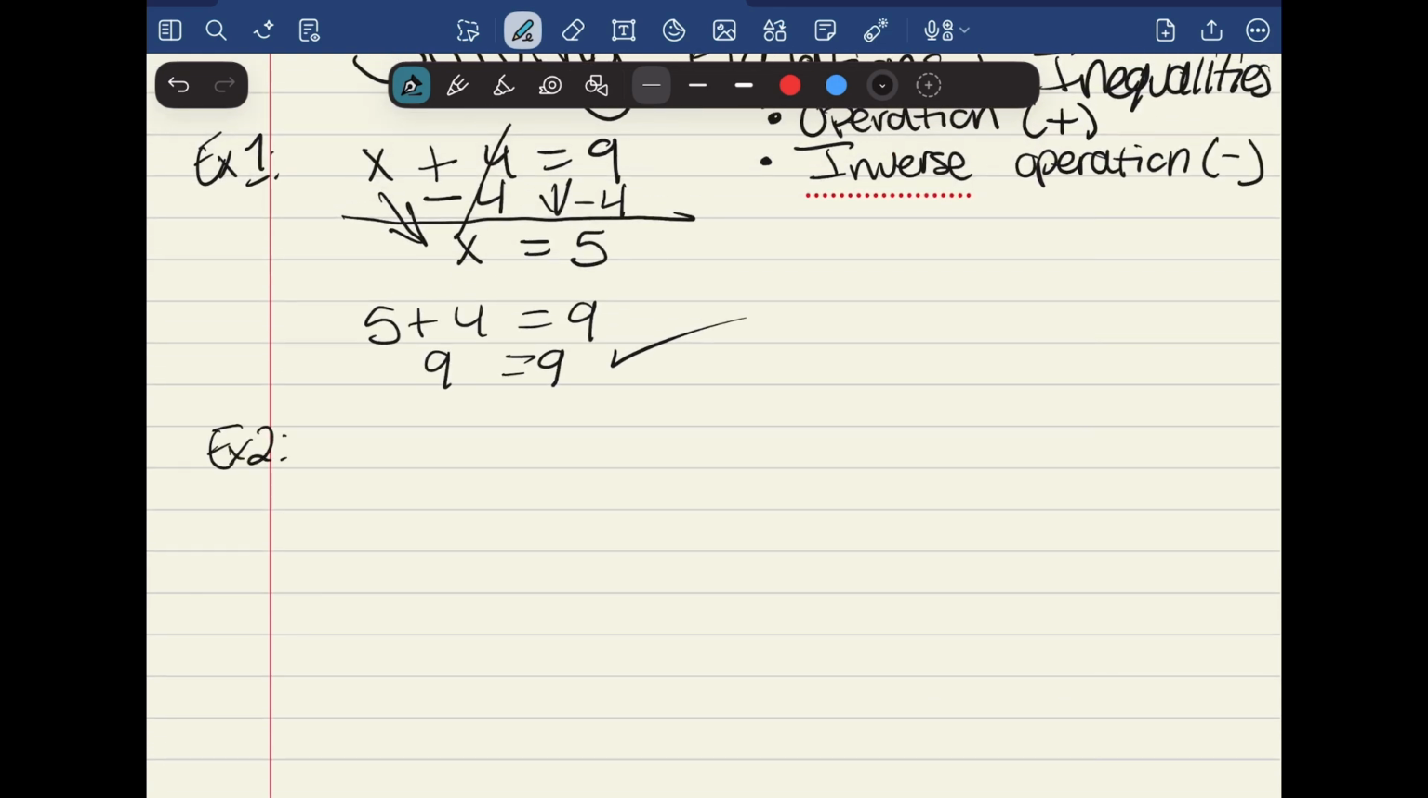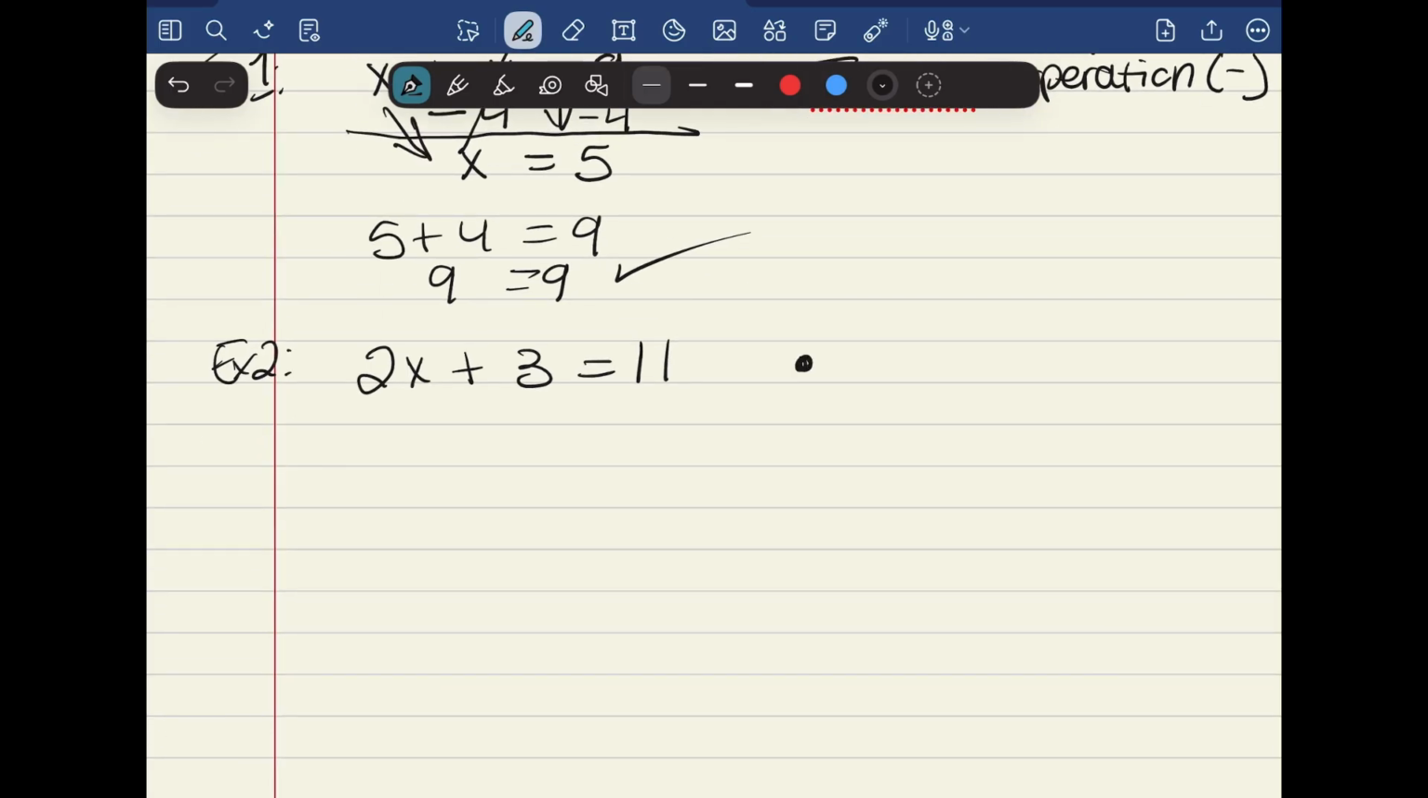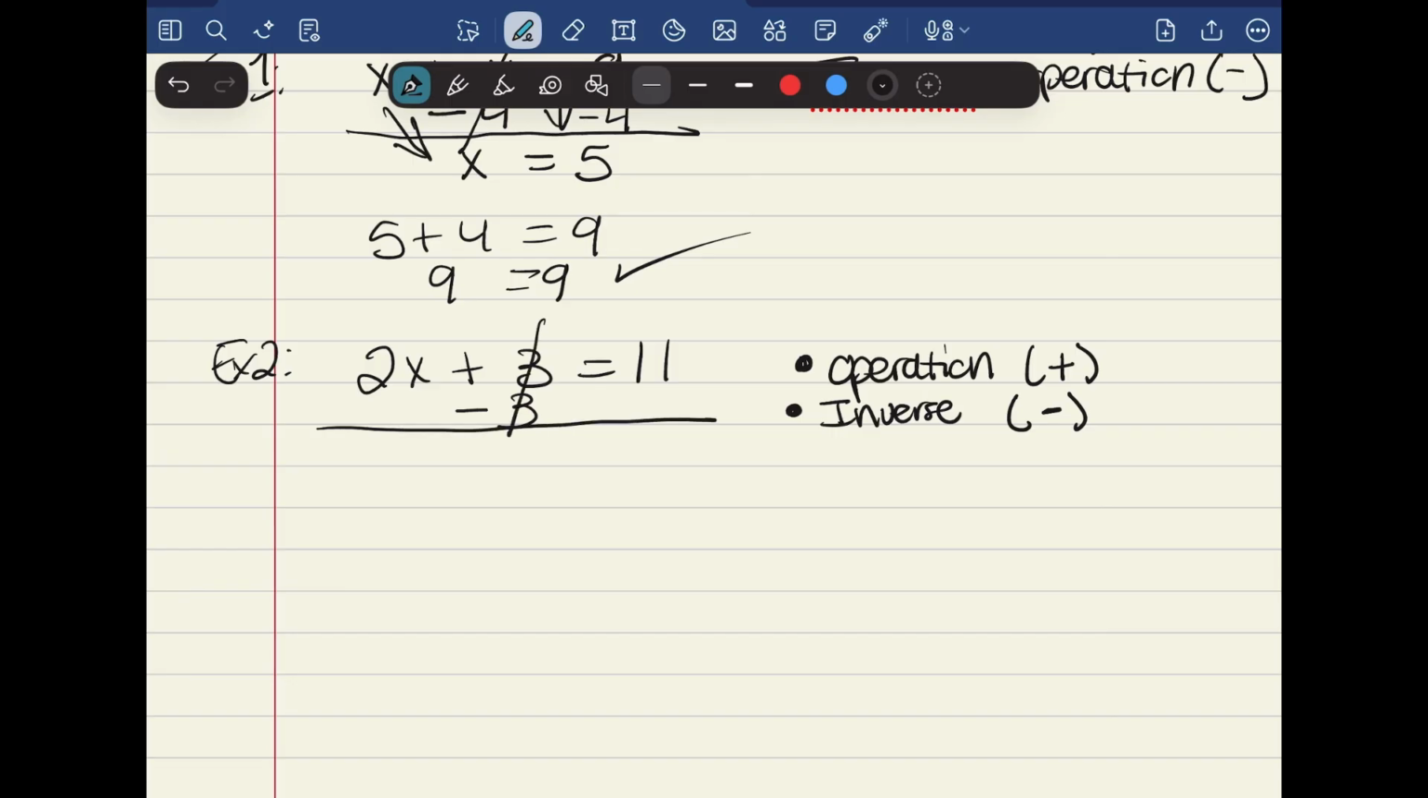Example 2. Let's do one a little bit harder. Okay. So, again, I'm going to identify my operation. It's right here. I'm going to do inverse. Identify my inverse. What's the opposite of plus? Minus. Cool. So I'm going to go ahead and take care of that. Opposite of plus 3 is minus 3. These cross out. Whatever I do to one side, I do where?